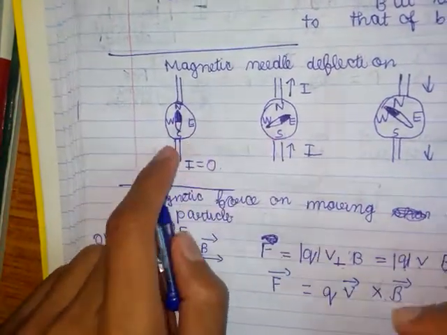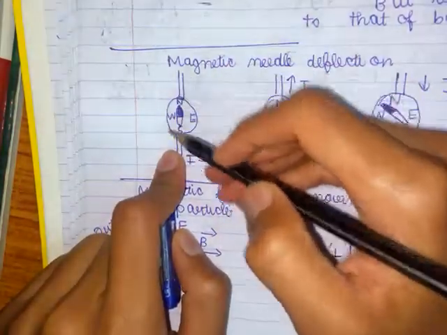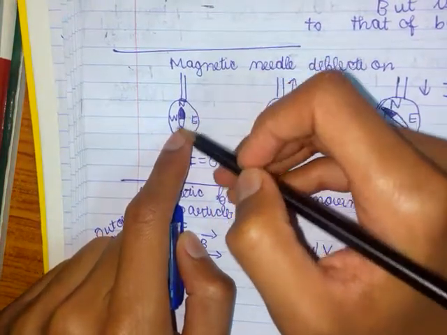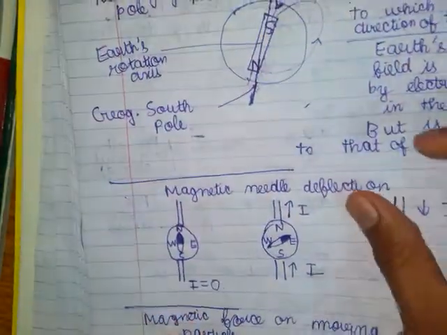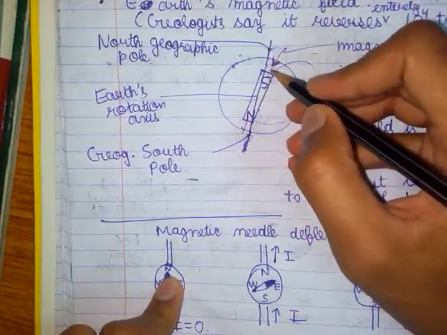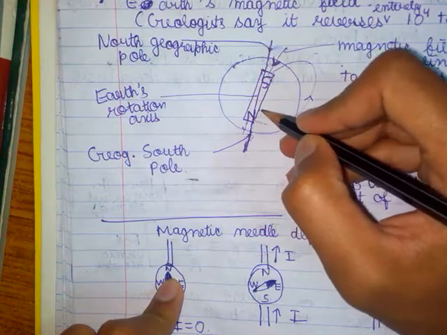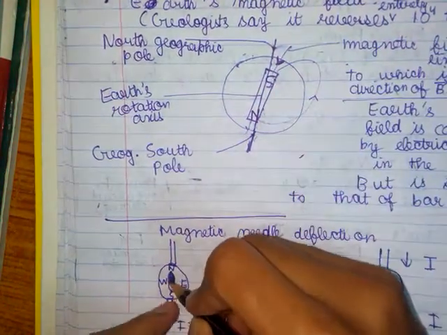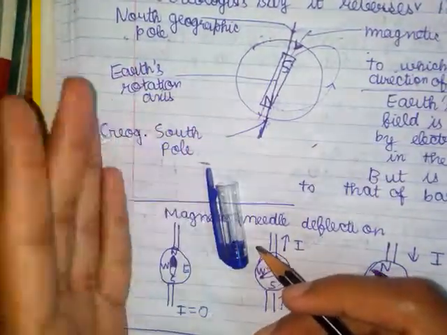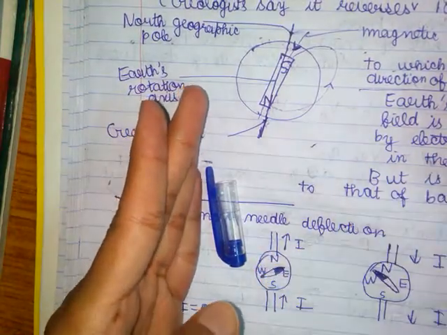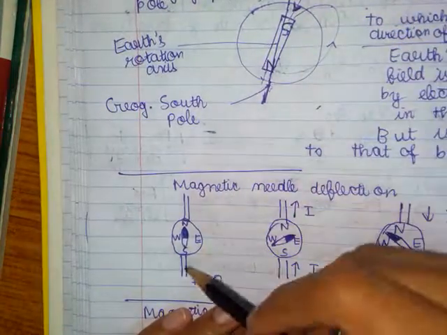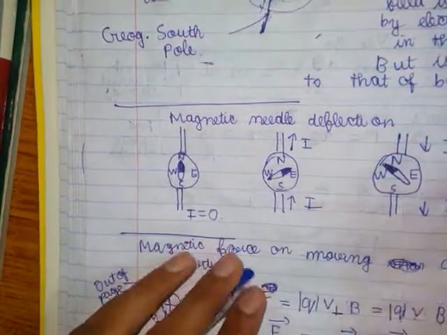Here when no current was flowing, the only magnetic field that was affecting this compass needle magnet was that of the earth. Since the geographical North Pole points in the direction of the Earth's so-called magnetic South Pole, the North Pole would be attracted to the South Pole. Therefore, this needle points in the direction of the North Geographic Pole or Earth's magnetic South Pole, since unlike poles attract each other.